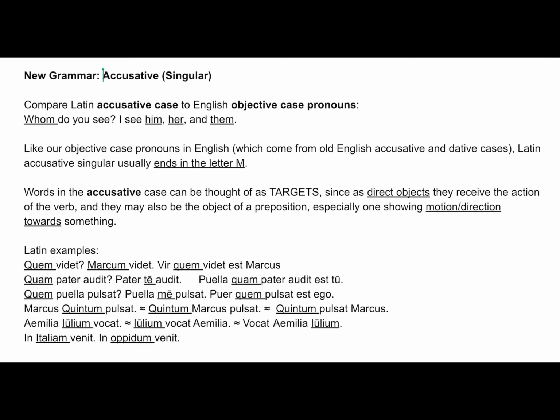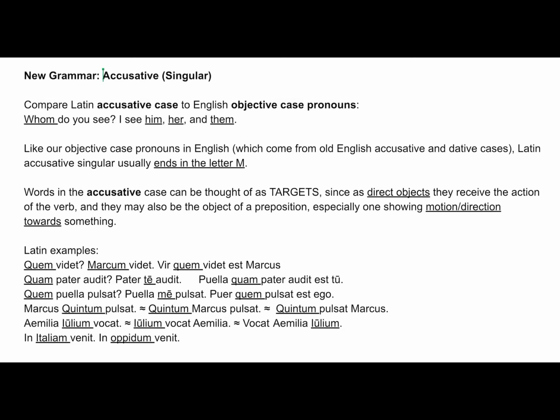We see it a little more easily in the answer, I see him. So where is the seeing directed? At the him. Her is another direct object, and I see them. Again, you can see that them receives the action of see. We could do it with another transitive verb, like I hear him, her, and them. I hit him, her, and them. I love him, her, and them. So with any transitive verb that takes a direct object, you can have these objective case pronouns.